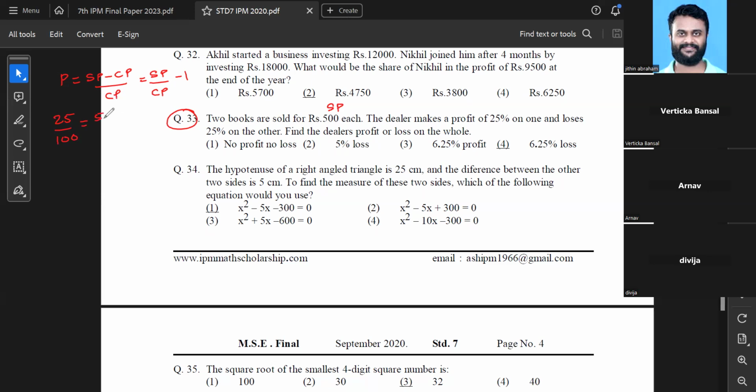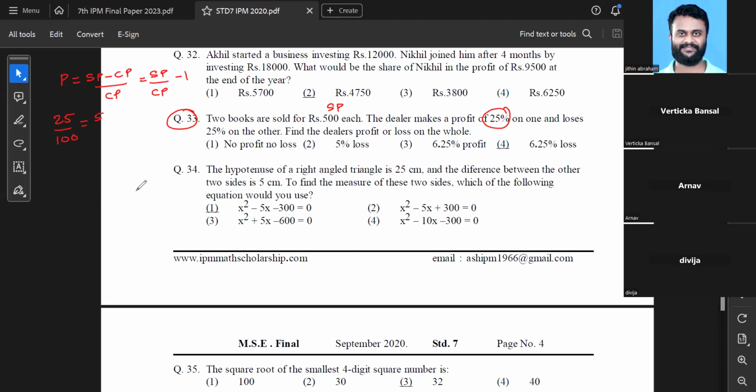Excuse me, sir. Yes, please. Sir, is the P profit or the percentage of profit? P is profit. Oh, okay. Thank you, sir.